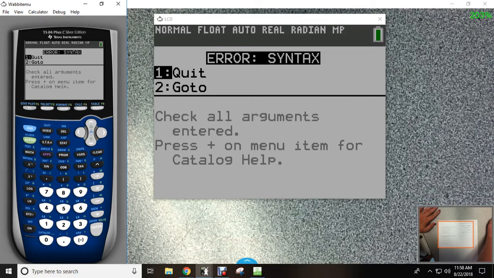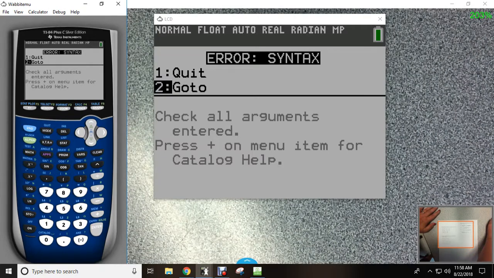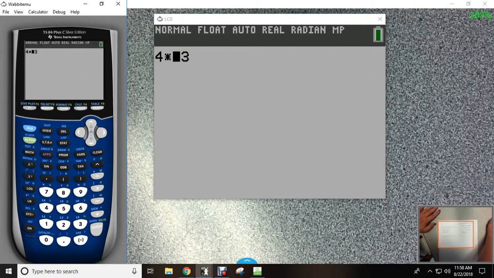If you don't know what you've done wrong and you get an error message like this, arrow down to the go to and press enter, and it will go to, and the cursor will blink on the part that's the problem. Well, when it's blinking there, I needed the negative button instead, so I'm going to type the negative button and hit enter, and it'll give me negative 12.